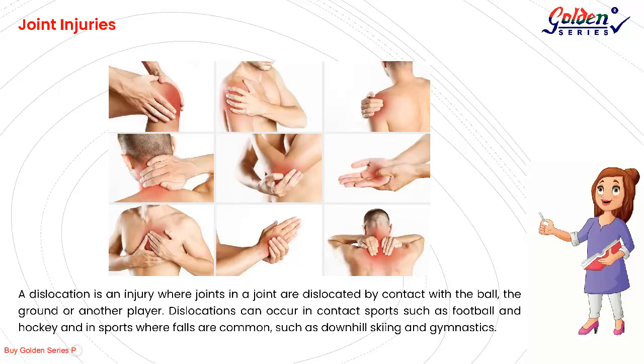Joint injuries. A dislocation is an injury where bones in a joint are displaced by contact with the ball, the ground, or another player. Dislocations can occur in contact sports such as football and hockey and in sports where falls are common, such as downhill skiing and gymnastics.